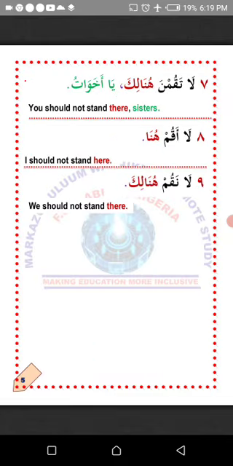سبعة, number 7. لا تقمن هنالك يا أخوات. لا تقمن, you should not stand. هنالك, over there. You should not stand there. يا أخوات, sisters, commanding a group of female persons.